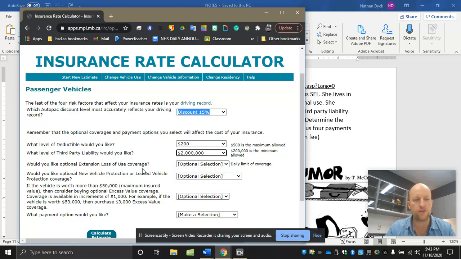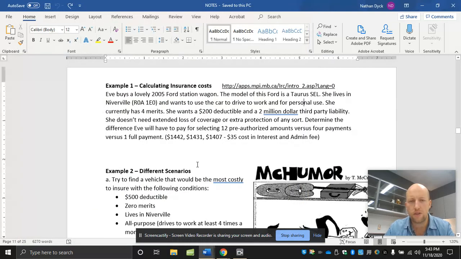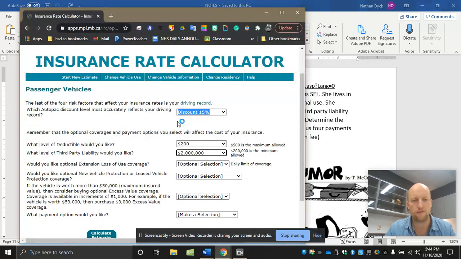Would you like the optional extension loss of coverage use? I think she had said no to that. She doesn't need extended loss of coverage or extra protection of any sort. She's not driving that expensive a vehicle. It's quite old already, and she's hoping to get that thing fixed quite quickly. So there's nothing that needs to be added there.